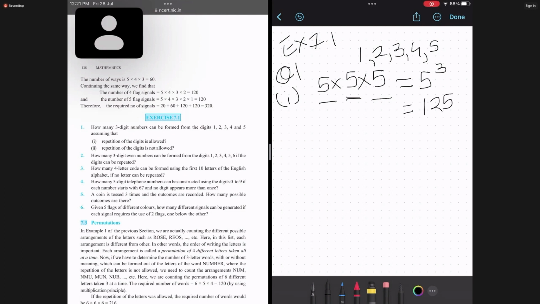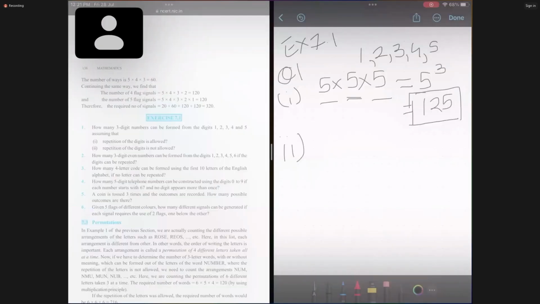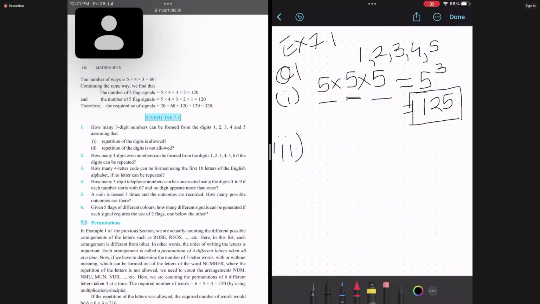So 125 numbers can be made which are 3 digits long using 1, 2, 3, 4, and 5 if repetition is permitted, right? Second case, let us suppose that repetition is not allowed. Then our discussion becomes a little interesting, right? Because the first digit can obviously be filled using 5 ways. We can use either of 1, 2, 3, or 4, or 5, right? Any of them can be used.